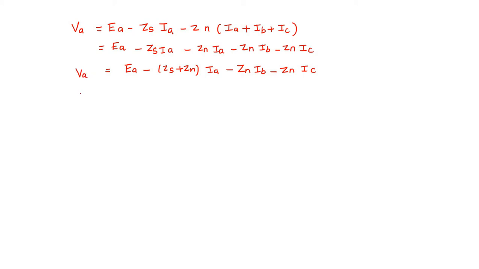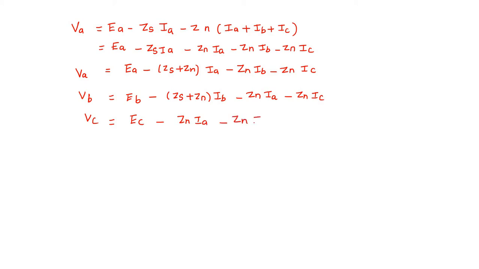So this is VA. In a similar manner, VB equals EB minus Zs plus Zn into IB minus Zn into IA minus Zn into IC. So what is VC? For VC, I have to apply IN. So EC minus Zn into IA minus Zn into IB minus Zs plus Zn into IC. So the three equations are done.